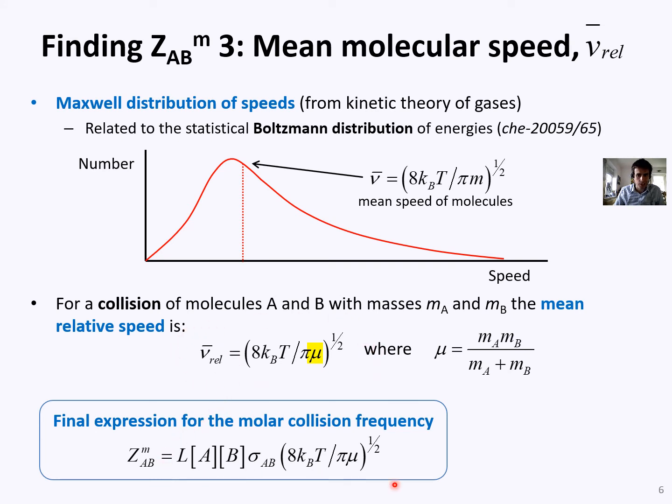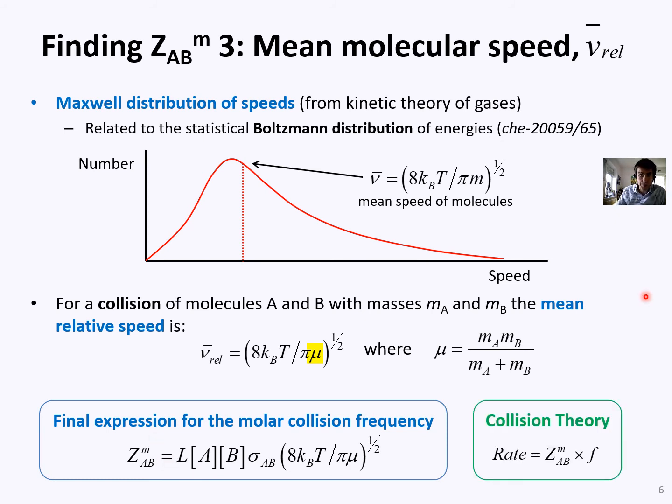And already you can see this is starting to look an awful lot like that collision theory equation I gave you right at the beginning of this video. So just remember that collision theory doesn't just include the molar collision frequency, it also includes this fraction of collisions that are successful. And so now we're going to move to talk about this fraction of successful collisions.